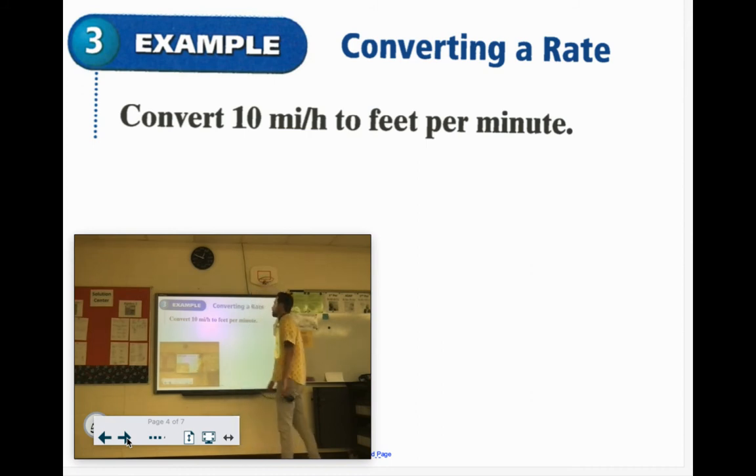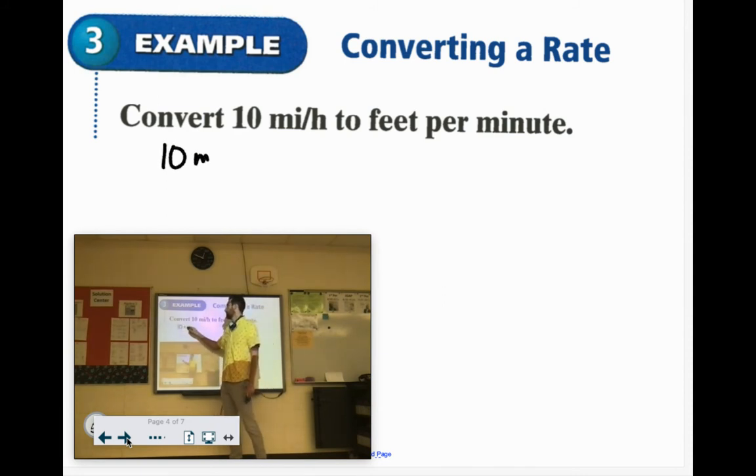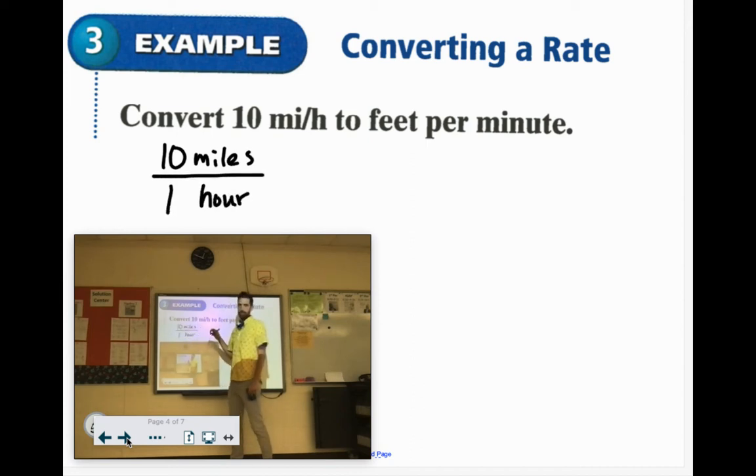Convert 10 miles per hour to feet per minute. We're going to write 10 miles per hour as a fraction: 10 miles per 1 hour. Okay, now here's the deal. You cancel out stuff in a fraction by putting it in the numerator somewhere and the denominator elsewhere when you're doing multiplication. So we don't want the miles and we don't want the hours.